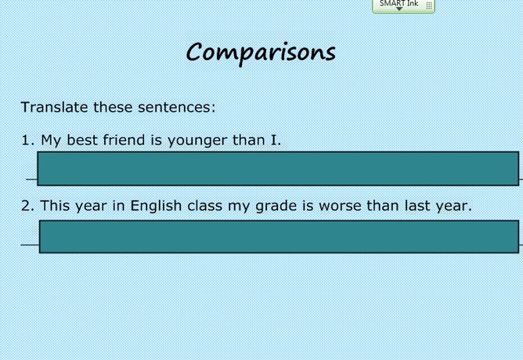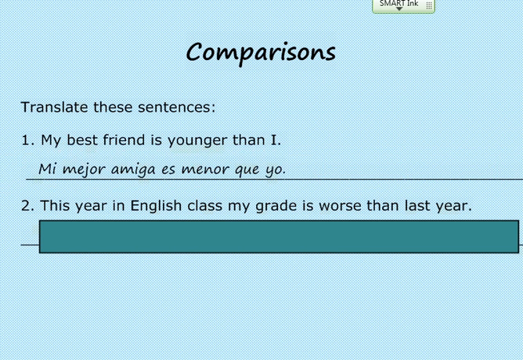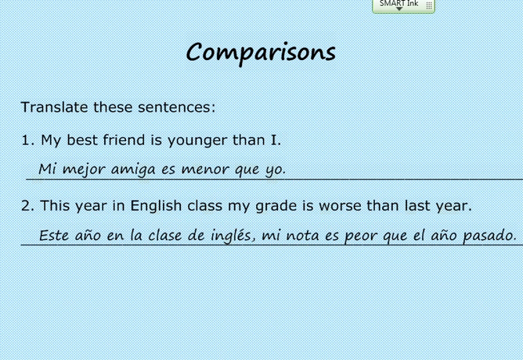Okay, let's try some translations again. But this time we'll give ourselves a challenge and we will go from English to Spanish. So use the notes that you just took in order to help you translate these sentences. Pause the video, and when you're done, come back and check your answers. Okay, let's see how you did. To say my best friend is younger than I, you would say, mi mejor amiga es menor que yo. This year in English class, my grade is worse than last year. Este año en la clase de inglés, mi nota es peor que el año pasado.